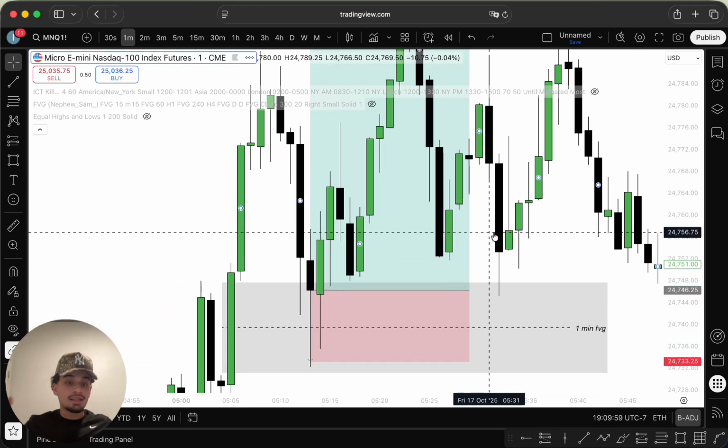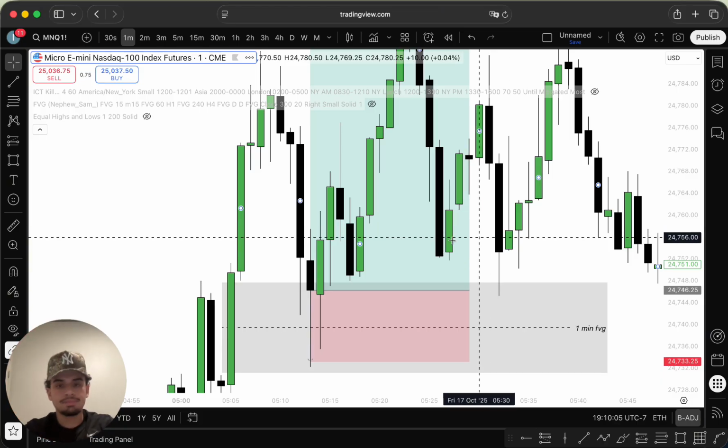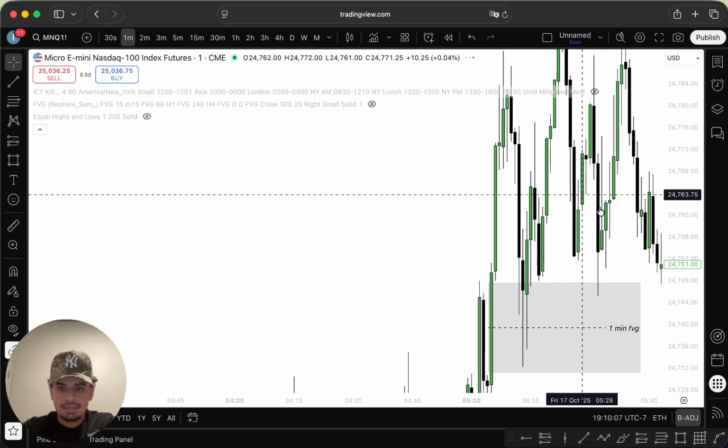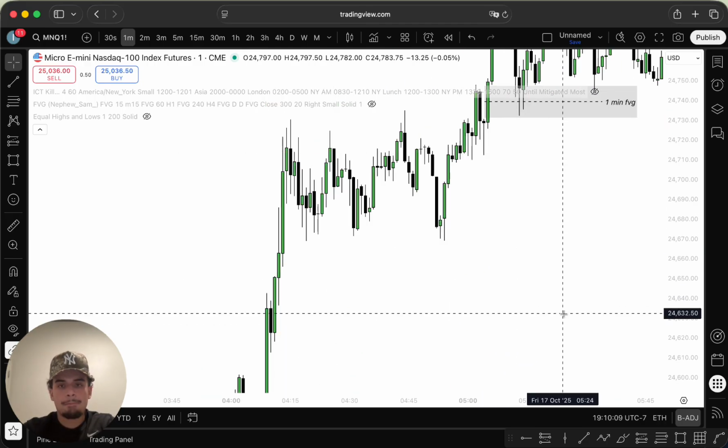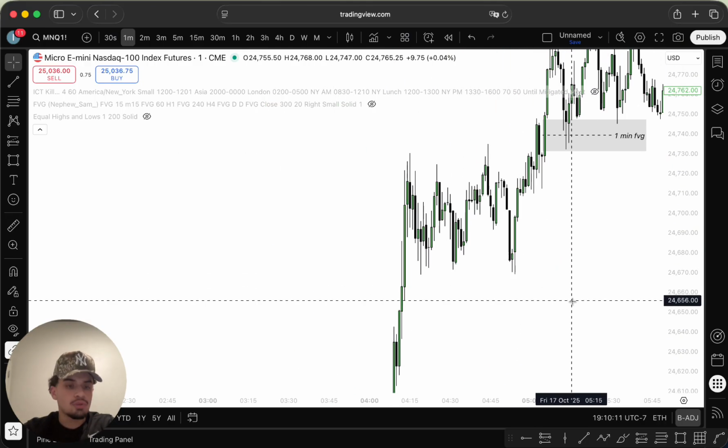Obviously, it's not that simple. I know. I'm just explaining how you can use fair value gaps as bounces into the draws on liquidity. Now, let's see an inversion type of play.